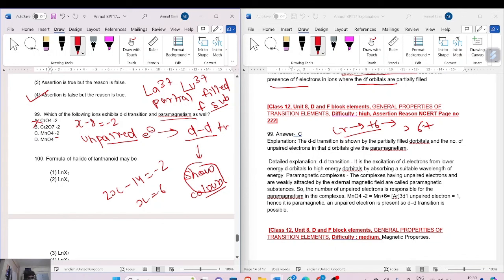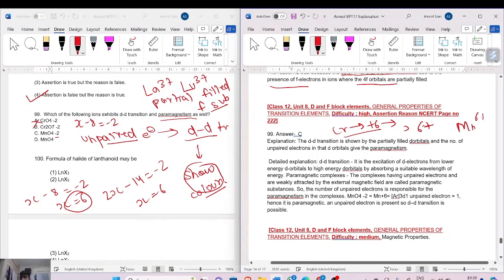Okay, and for the C part, we have MnO4 2-. For MnO4 2-, x - 8 = -2. Here Mn is in the +6 oxidation state. So Mn6+ will definitely have an unpaired electron. We can draw its diagram. Mn has an electronic configuration of 4s2 3d5. When we remove 6 electrons, 2 electrons are removed from 4s and 4 electrons from 3d. So it will become 3d1. When it becomes 3d1, it has an unpaired electron, meaning it will show color.